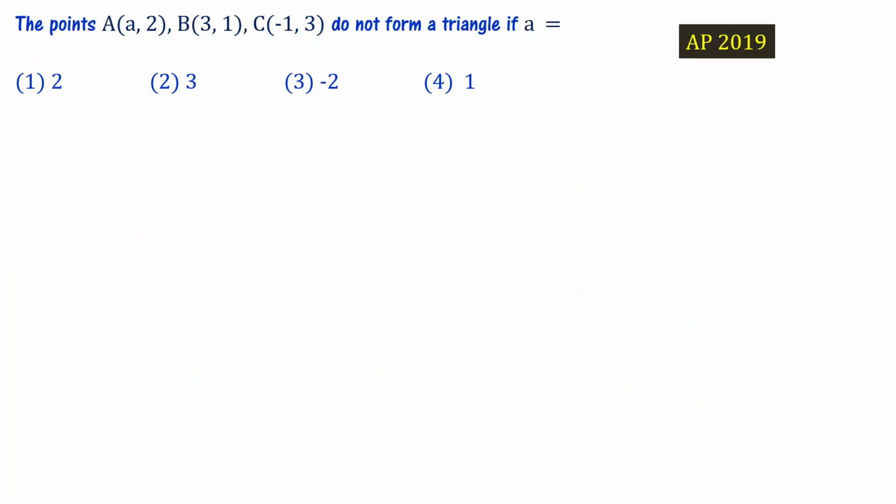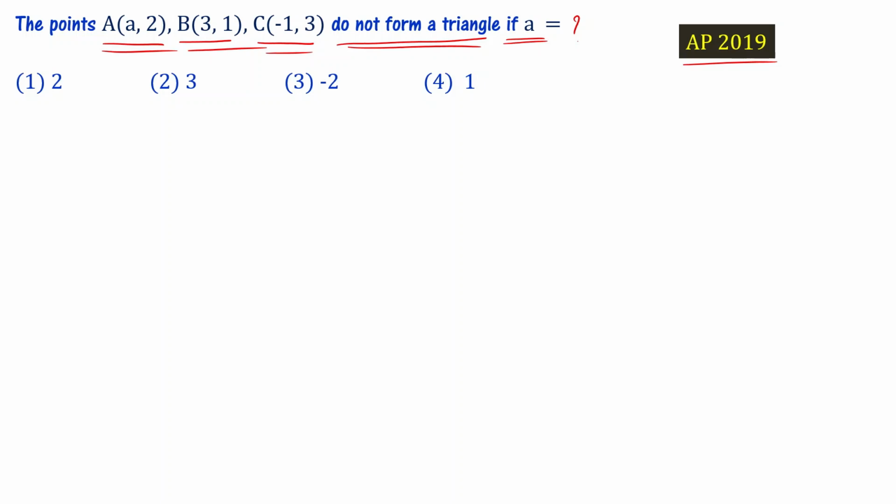The points A that is a comma 2, B that is 3 comma 1 and C that is minus 1 comma 3 do not form a triangle if A equal to what? అని అడుగుతున్నారు. For what value of A the given 3 points do not form a triangle అని అడుగుతున్నారు. ఇది AP Polycet 2019లో ఇచ్చిన ప్రాబ్లం.